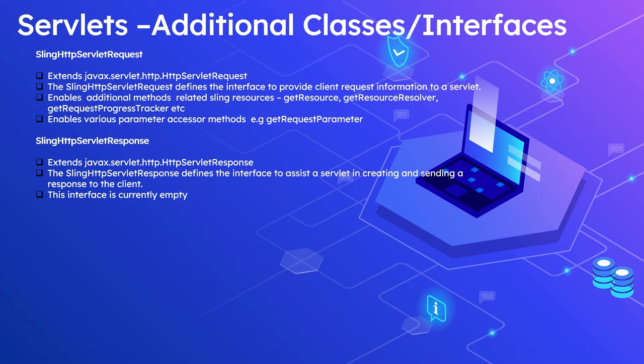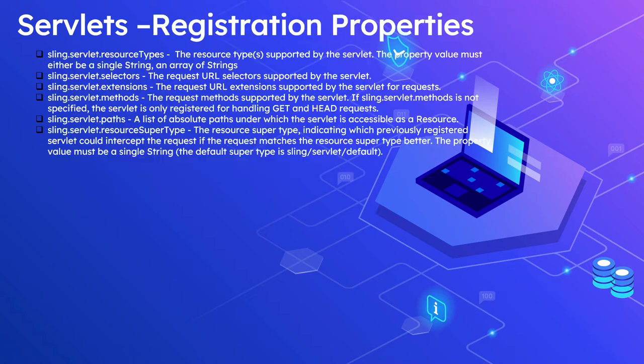The next one is SlingHttpServletResponse. This extends javax.servlet.http.HttpServletResponse. It defines the interface to assist a servlet in creating and sending the response to the client. This interface is currently empty, meaning it won't have any method of its own, but it has all the methods extended from the HttpServletResponse class. Let us now see some of the properties required to register the servlets in Sling.